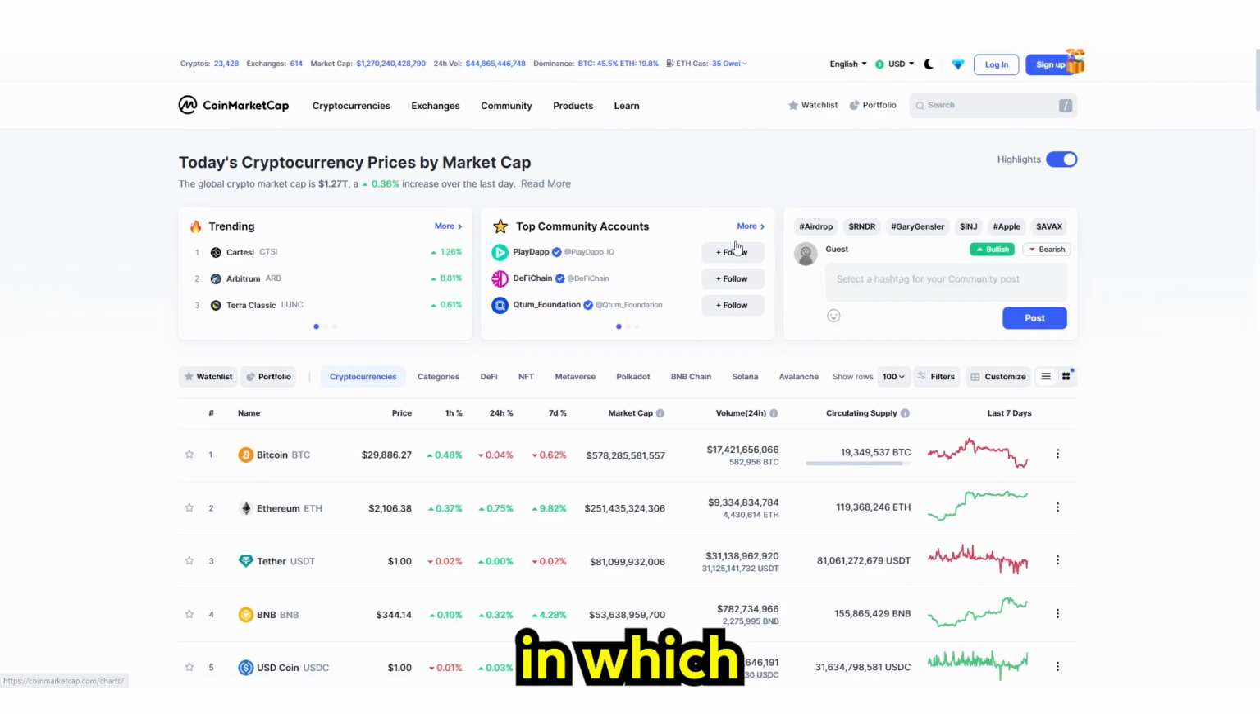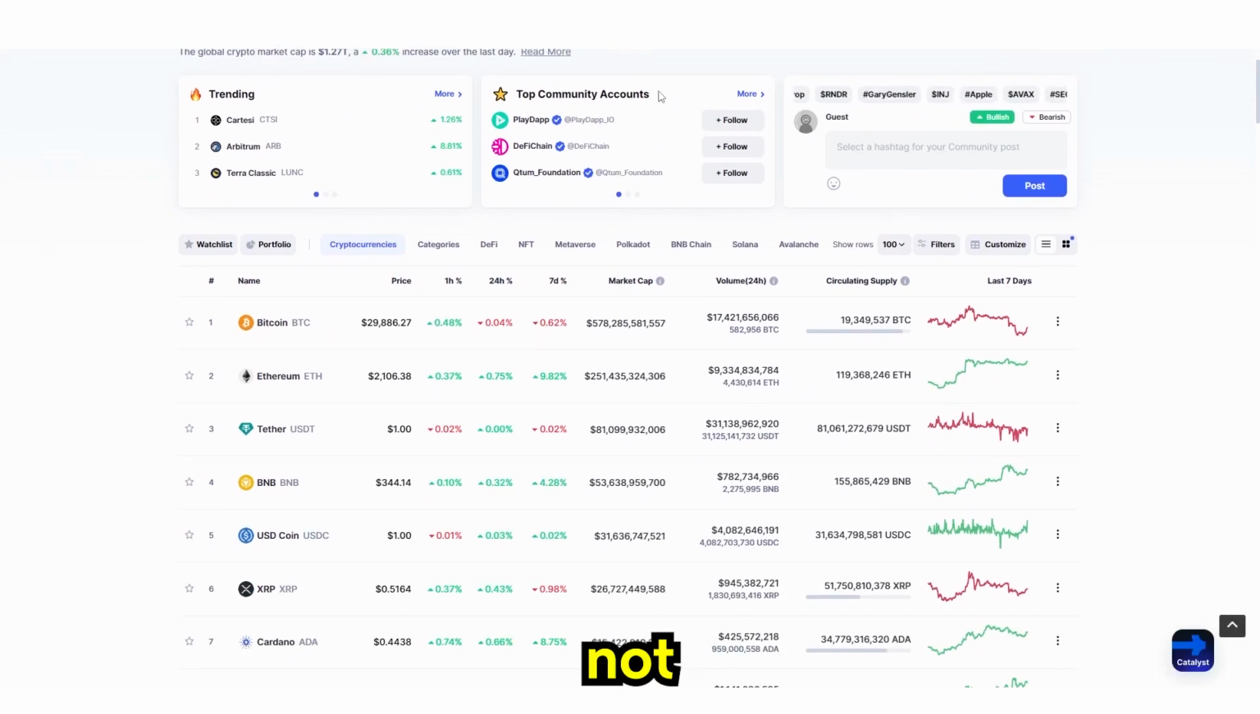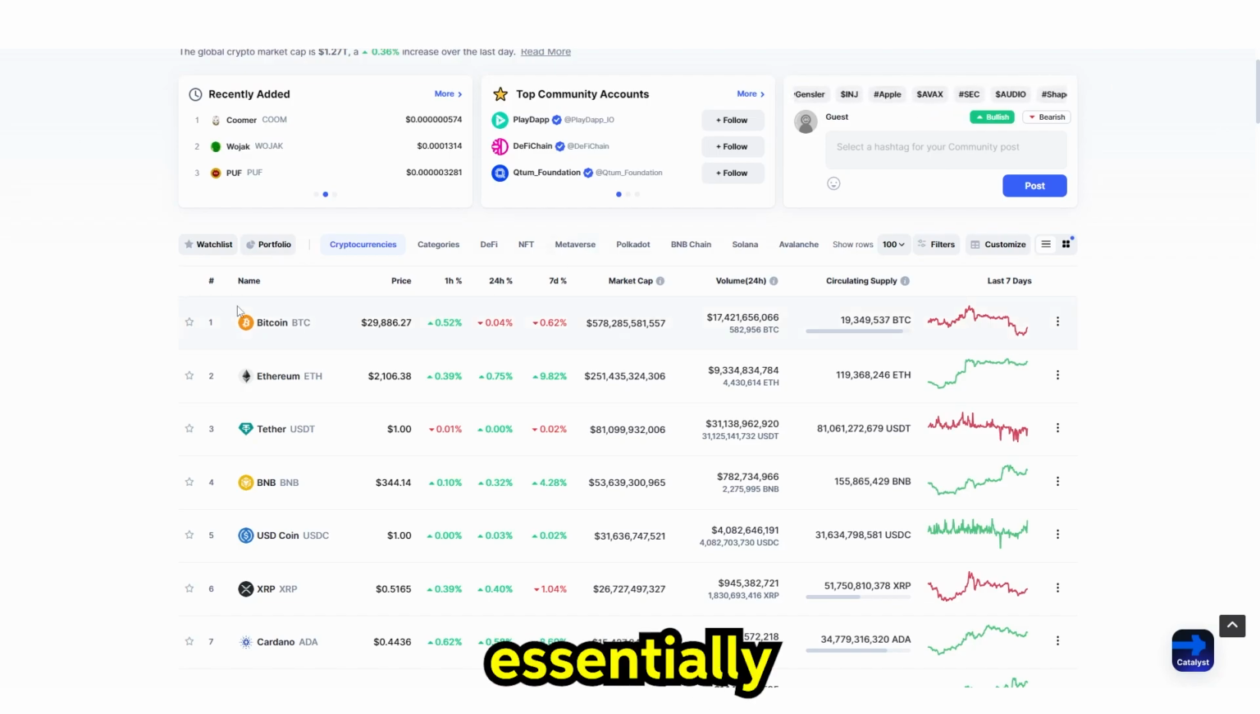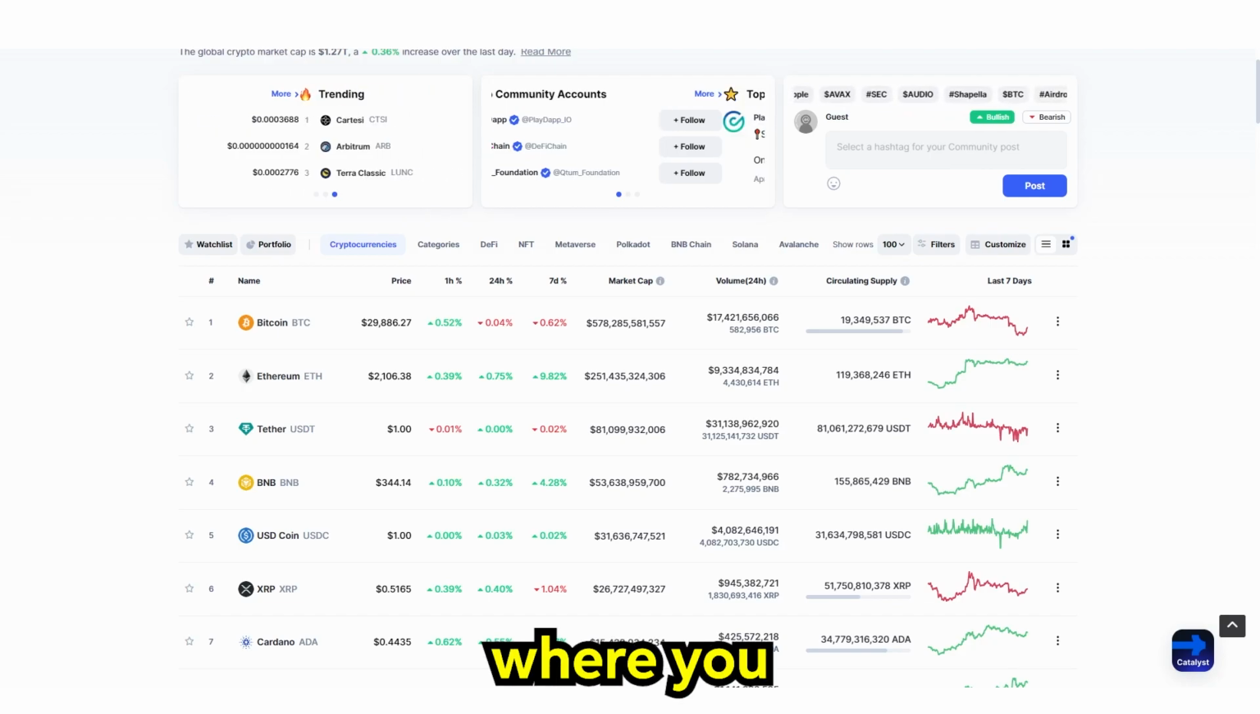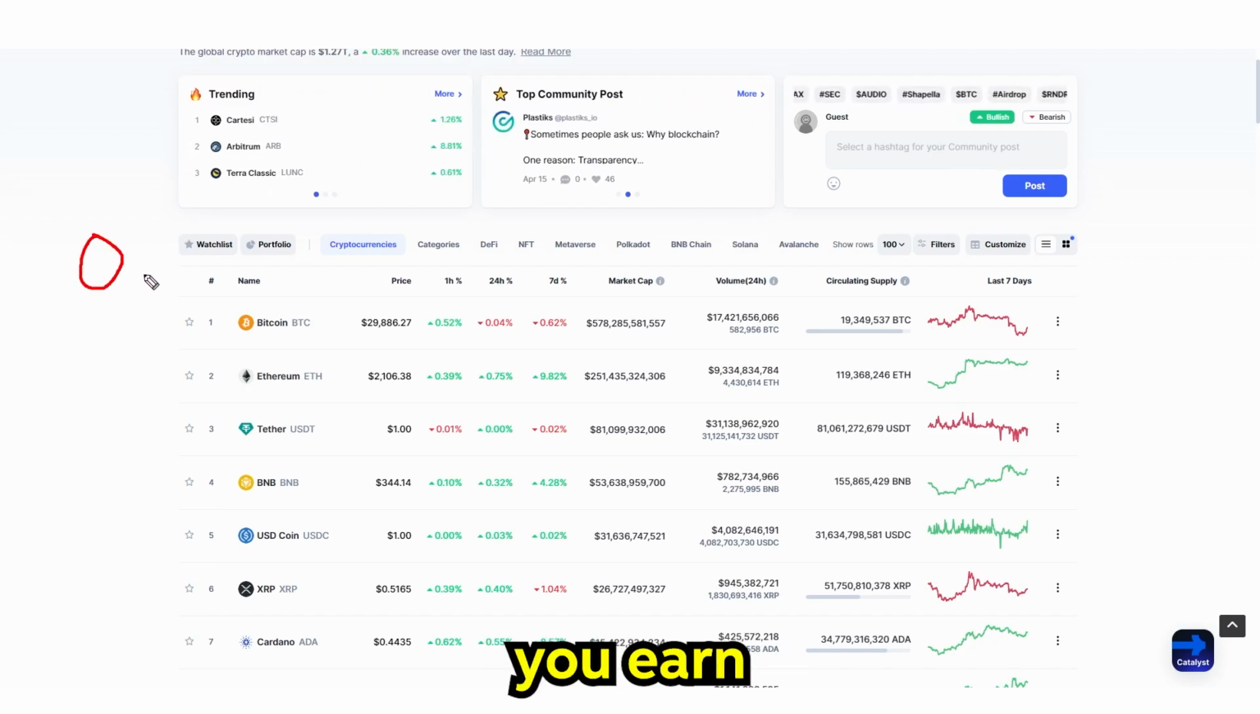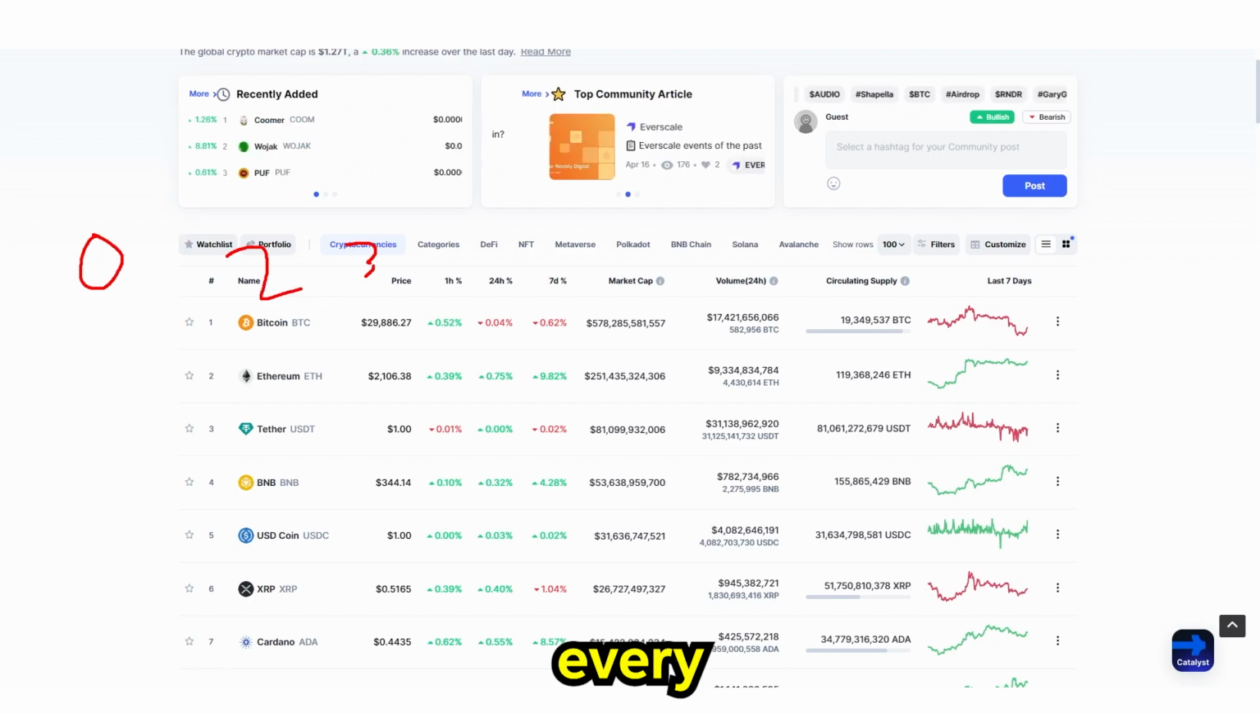Now, one way in which people make money, which is, I guess, not risk-free, but very, very low risk, is through staking. And staking is essentially the position or play where you just lock up your coins for quite some time and then you earn maybe 2 to 3% every single year.